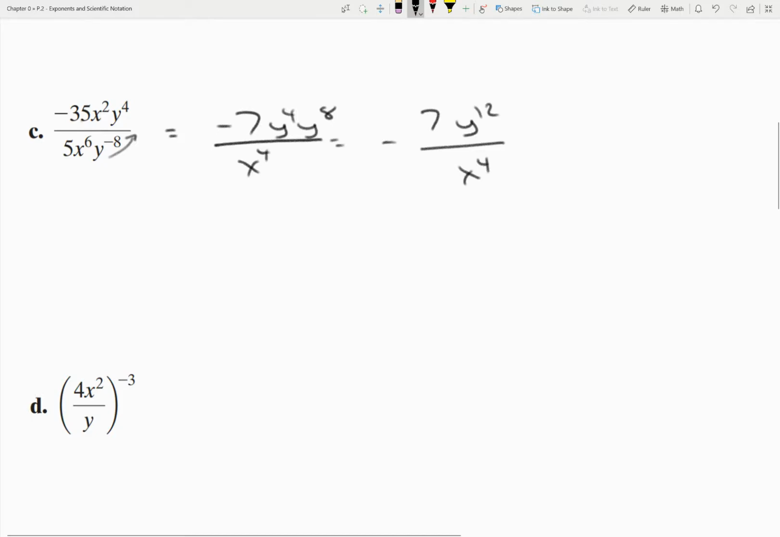And again, the negative can go in front of the 7. It can go in the front like that, it's just bad form to leave it in the bottom.